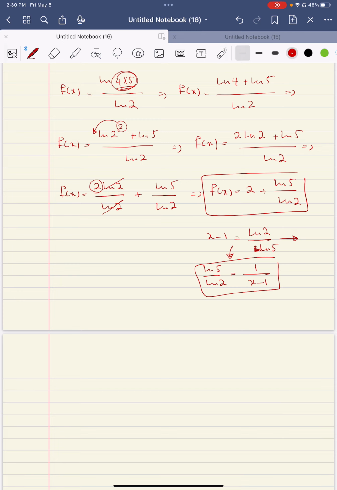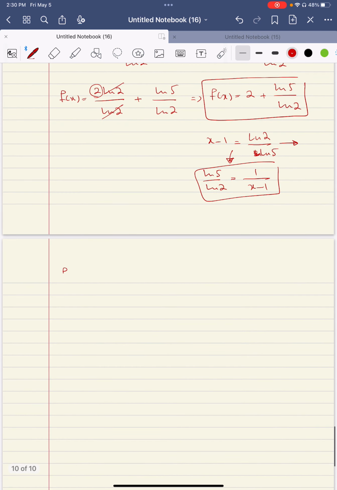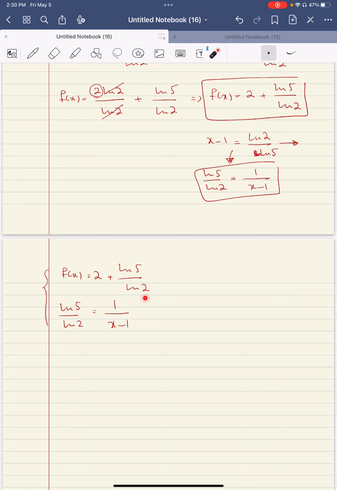So let's look at what we have here. f(x) equals 2 plus ln 5 over ln 2. ln 5 over ln 2 equals 1 over x minus 1. So I can replace the ln 5 over ln 2 by 1 over x minus 1, right? So let's do it. Then the f(x) would be 2 plus 1 over x minus 1. So we found the f(x), and that's the answer.